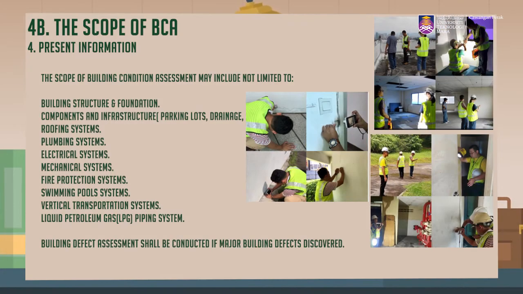Topic 4.B, the scope of building condition assessment. The scope may include, but is not limited to, first, building structure and foundation. Second, components and infrastructure, for example parking lots, drainage, roads, curbs and so on. Number 3, roofing system. Next, plumbing system, electrical system, mechanical system, fire protection system, swimming pool system, vertical transportation system, liquid petroleum gas (LPG) piping system. The building defect assessment shall be conducted if a major building defect is discovered.